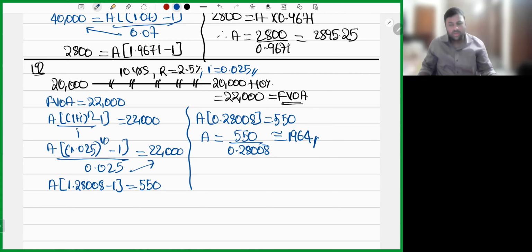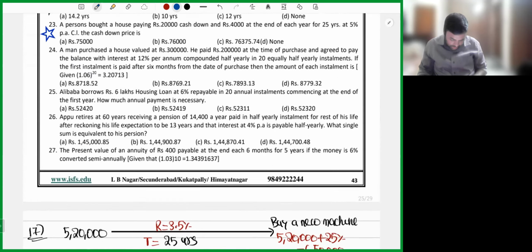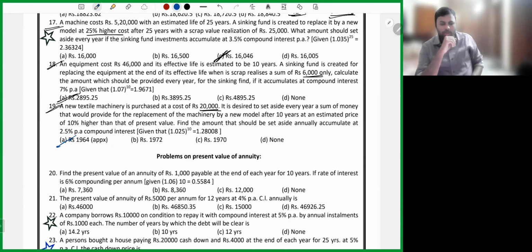1,963 we don't have in the options, and it is 0.72, only 25 paisa extra. It's fine; we should not cry for that 25 paisa. So the answer is 1,964 approximately.